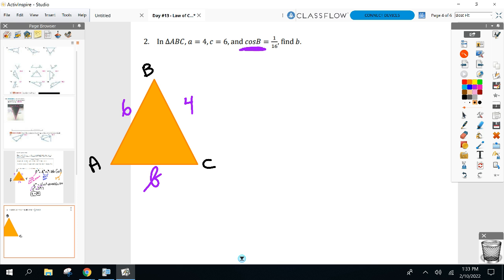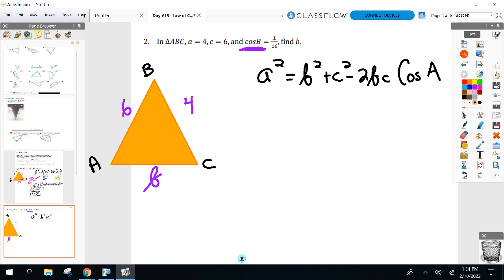How about that, huh? Cosine, they give us the cosine value now. They didn't give me the angle measure. They actually said, hey, the cosine of that angle is 1/16. All right, so let's get out law of cosines. A squared equals b squared plus c squared minus 2bc cosine A. Hey, A doesn't mean side A. Remember that. This is the side across from the angle we're using in the problem.